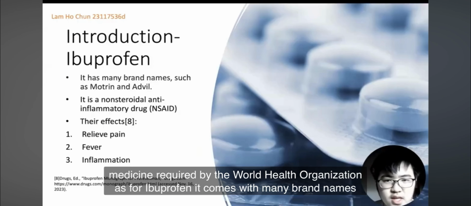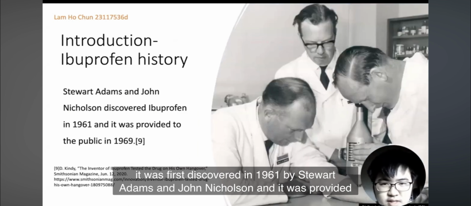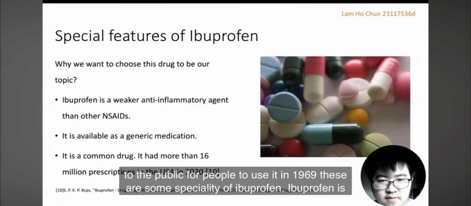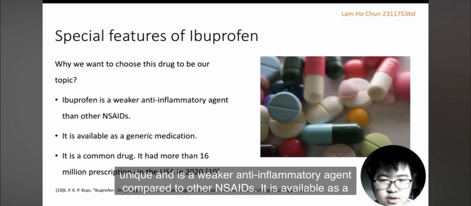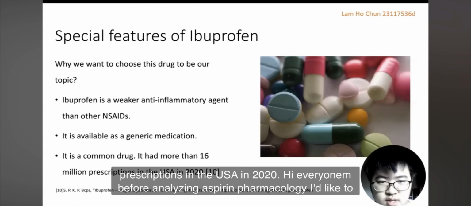As for ibuprofen, it comes with many brand names, such as Motrin and Ethyl. It has the effect of relieving pain, reducing fever, and inflammation. It was first discovered in 1961 by Stewart Adams and John Nicholson, and it was provided to the public for people to use in 1969. These are some specialities of ibuprofen. Ibuprofen is unique as it is a weaker anti-inflammatory agent compared to other NSAIDs. It is available as a generic medication for patients and is a common painkiller, with more than 16 million prescriptions in the USA in 2020.